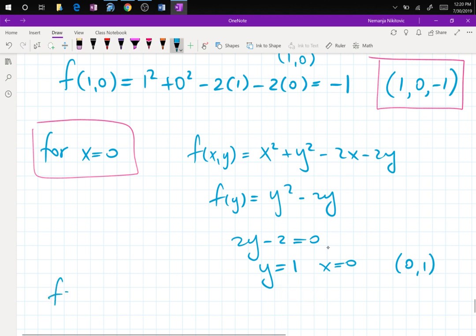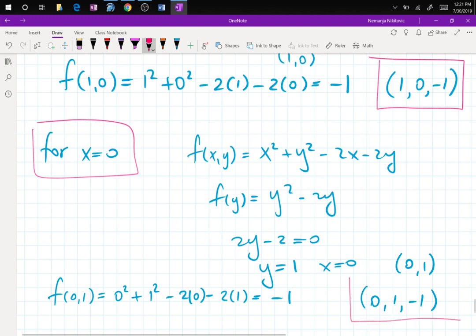Calculate f of 0, 1. So that's 0 squared plus 1 squared minus 2 times 0 minus 2 times 1, which gives you negative 1. And we have 0, 1, negative 1. So we found another point on the boundary. And as you can see, the z value is the same. It's a negative 1 like before.